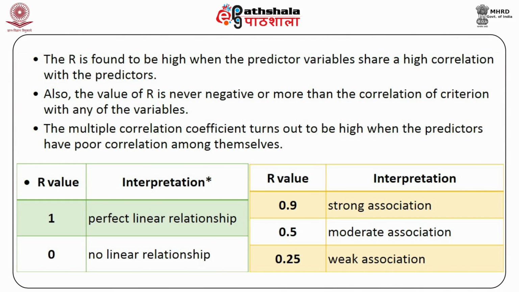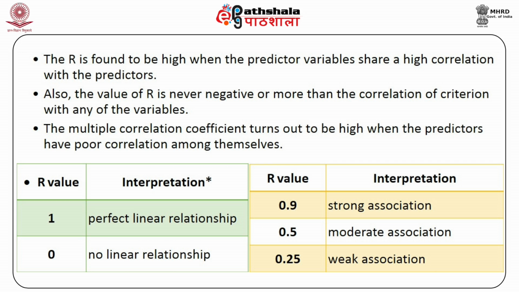The R or the multiple correlation can be found to be high when the predictor variables share a high correlation with the criterion. Also, the value of R is never negative or more than the correlation of criterion with any of the variables. The multiple correlation coefficient turns out to be high when the predictors have poor correlation among themselves. Let us see how these values can be interpreted.